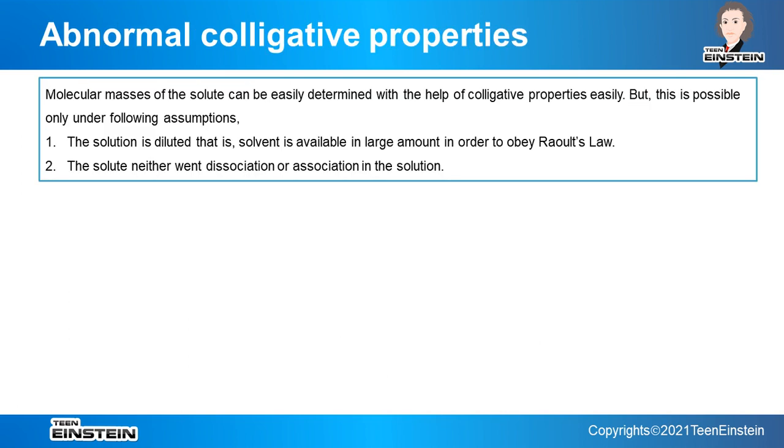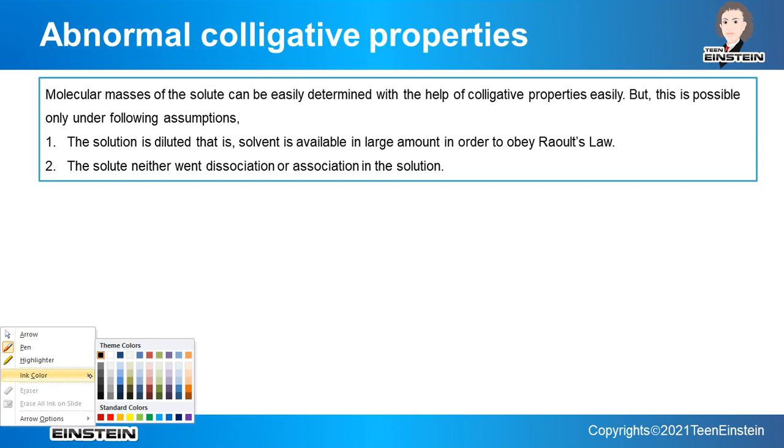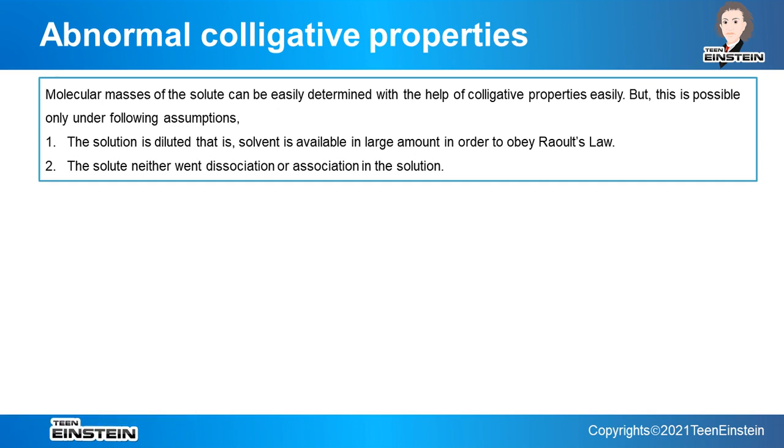Now we know colligative properties, but there is another term, which is abnormal colligative properties. So what is abnormal colligative properties? We know that we can determine molecular masses of the solute with the help of colligative properties. From osmotic pressure, we have just seen how to calculate it. But for other colligative properties, suppose lowering of vapor pressure, you can calculate mole fraction, and if you know the mole fraction and the number of moles or given weight of the solute, you can easily find out the molar mass of the solute.